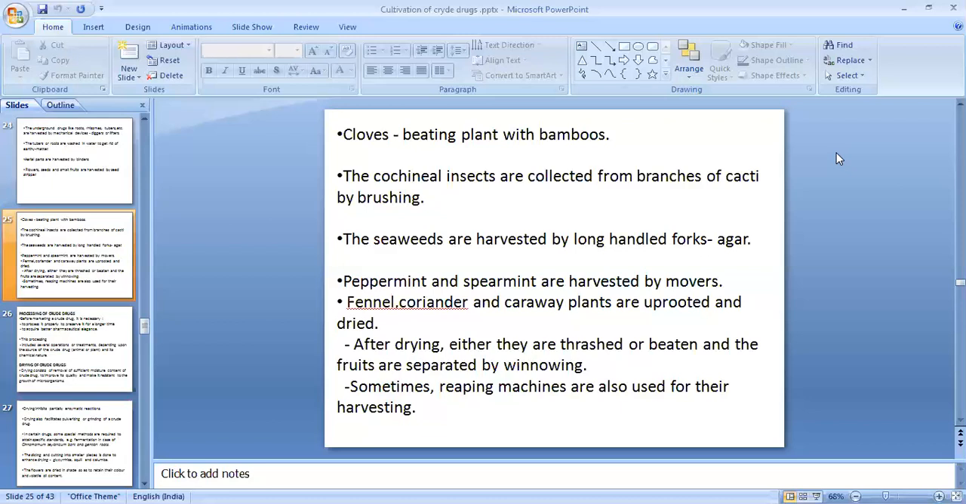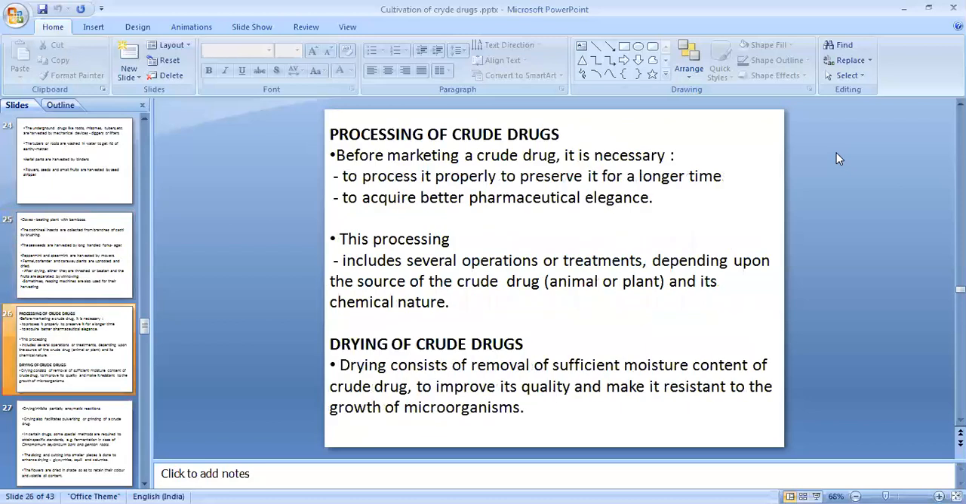And next, if you see the fruits from the umbelliferous family, fennel, coriander, caraway, they are uprooted and dried, tied into sheaves. And after drying, they are thrashed or beaten on the ground. The fruits are separated by winnowing. And sometimes reaping machines are used to harvest these plants. So that is about the harvesting of crude drugs.